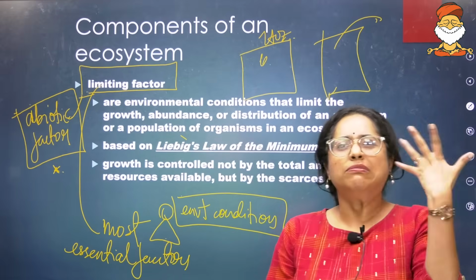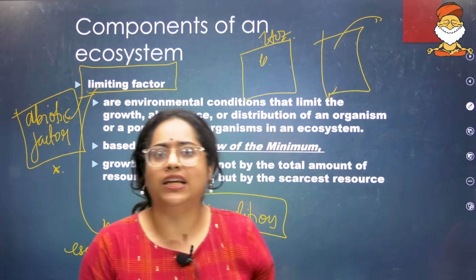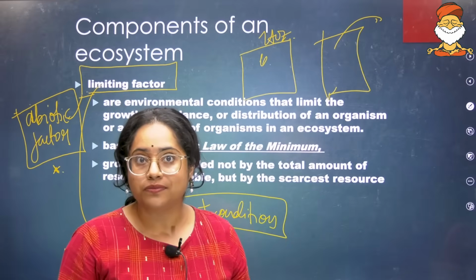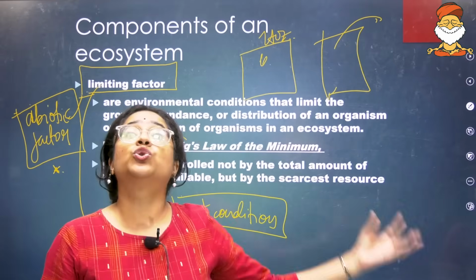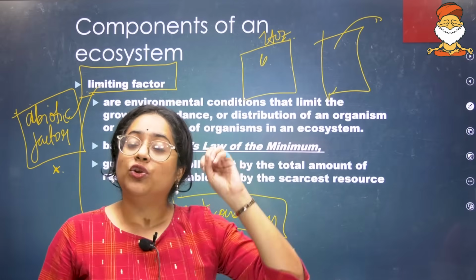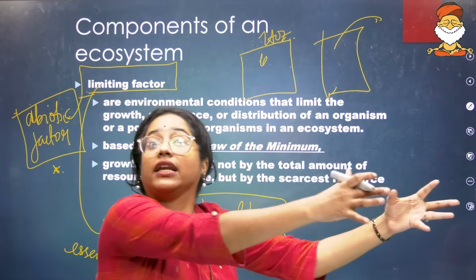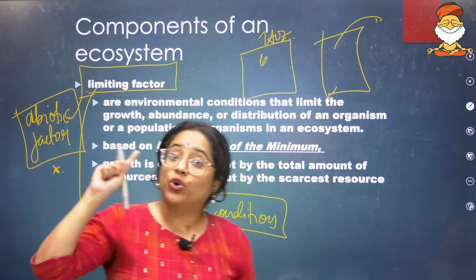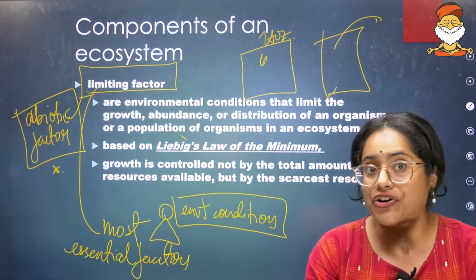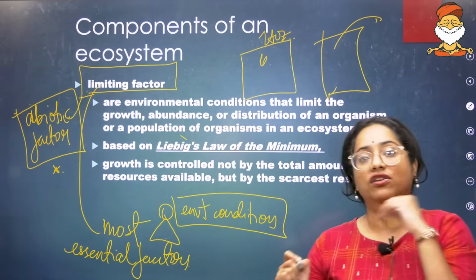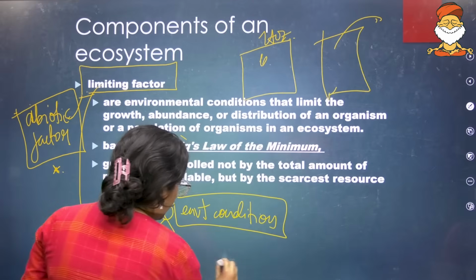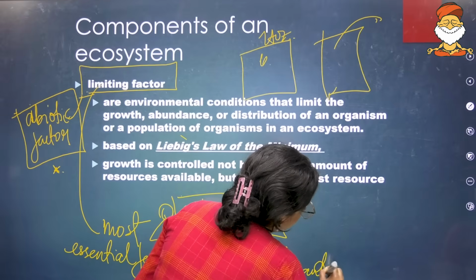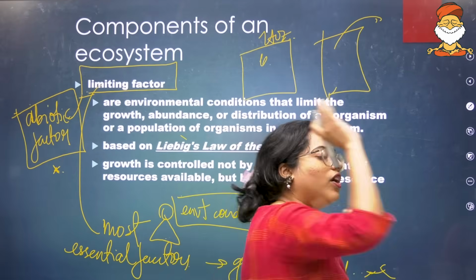See, if it was some simple thing that you could get over easily, then it's not a limiting factor. You will not be that affected by it. Right? But you are so dependent on it. You find it so essential that suddenly when that thing is not there, that limits your growth. So I can also define limiting factors as the most essential factors that are needed for the growth, abundance, etc. of an organism.